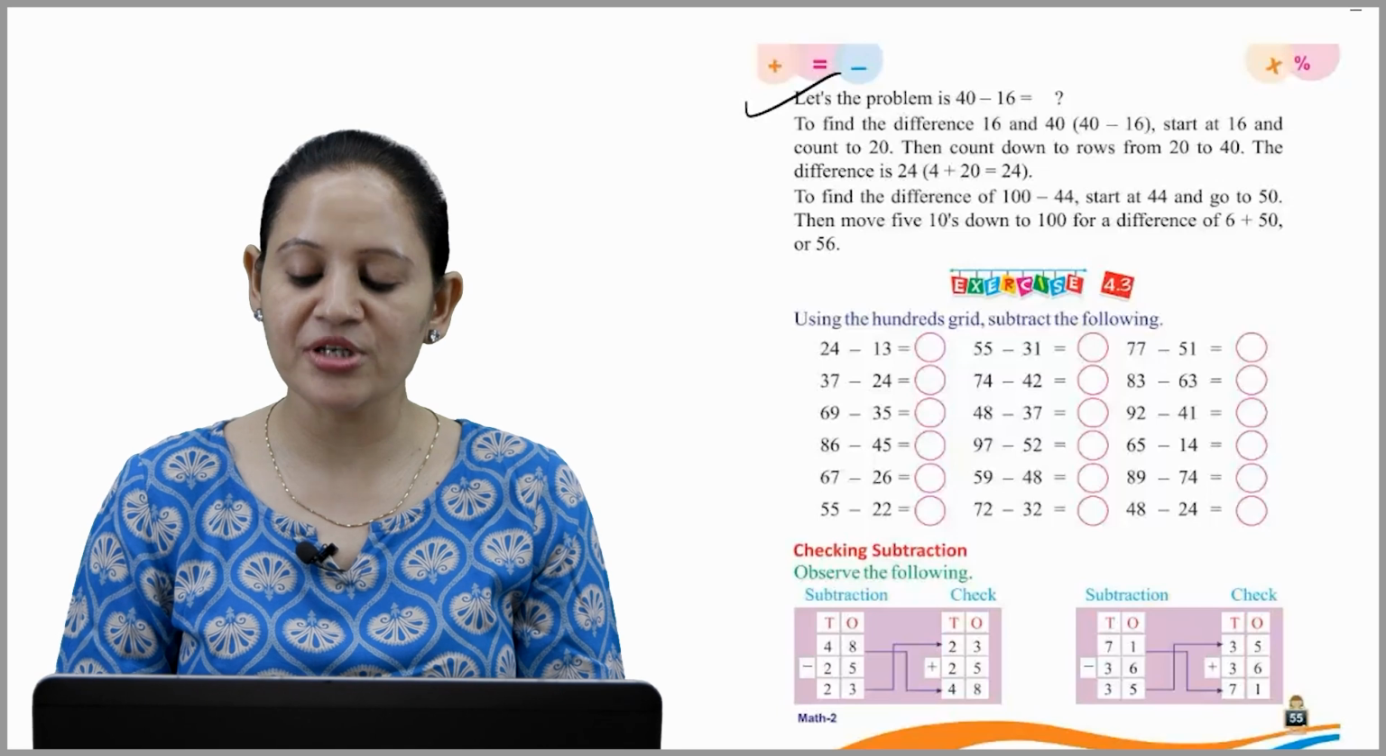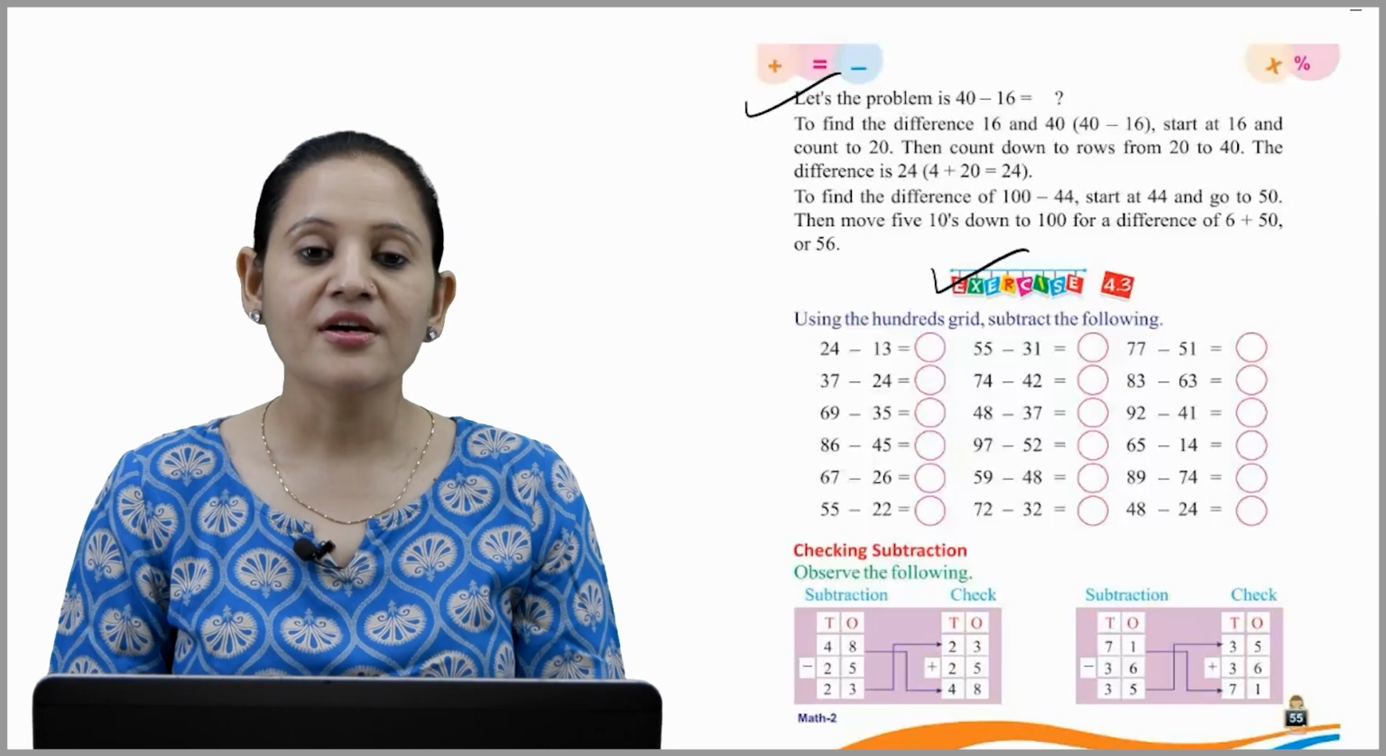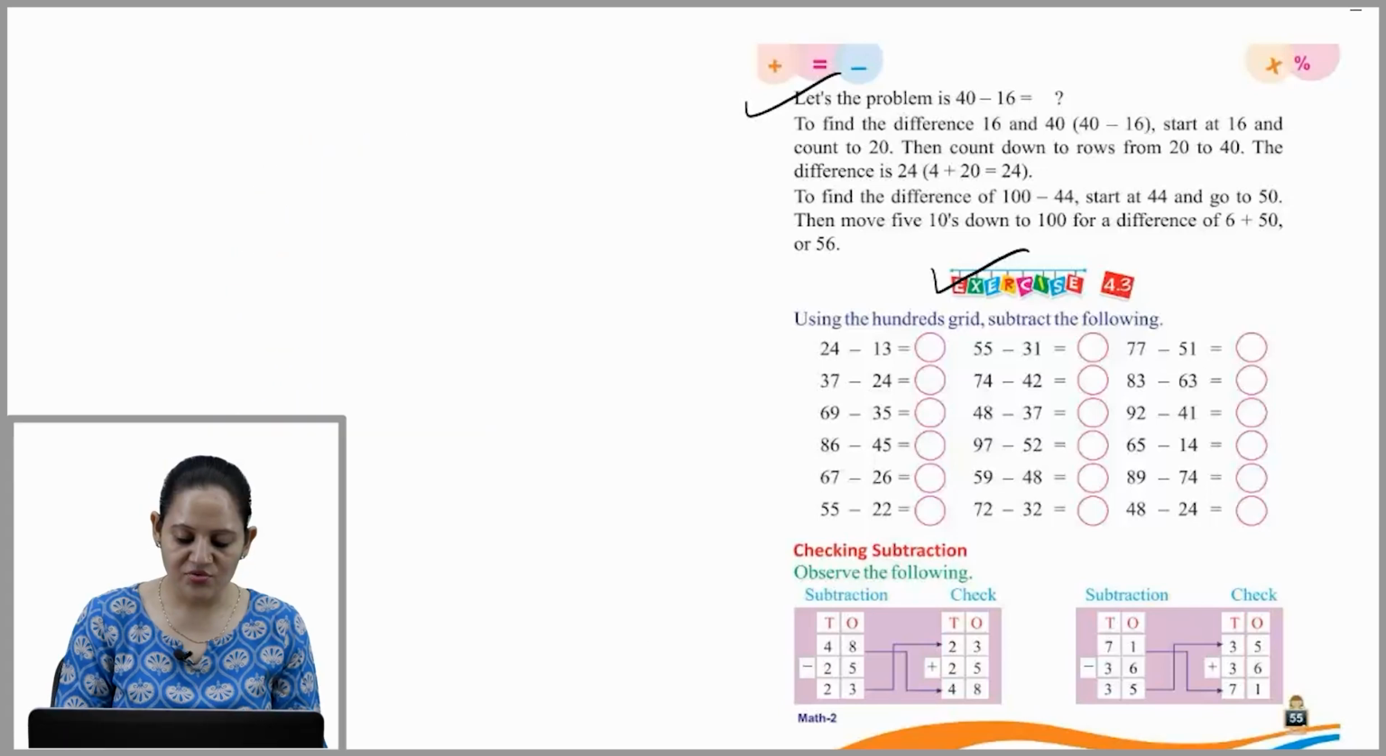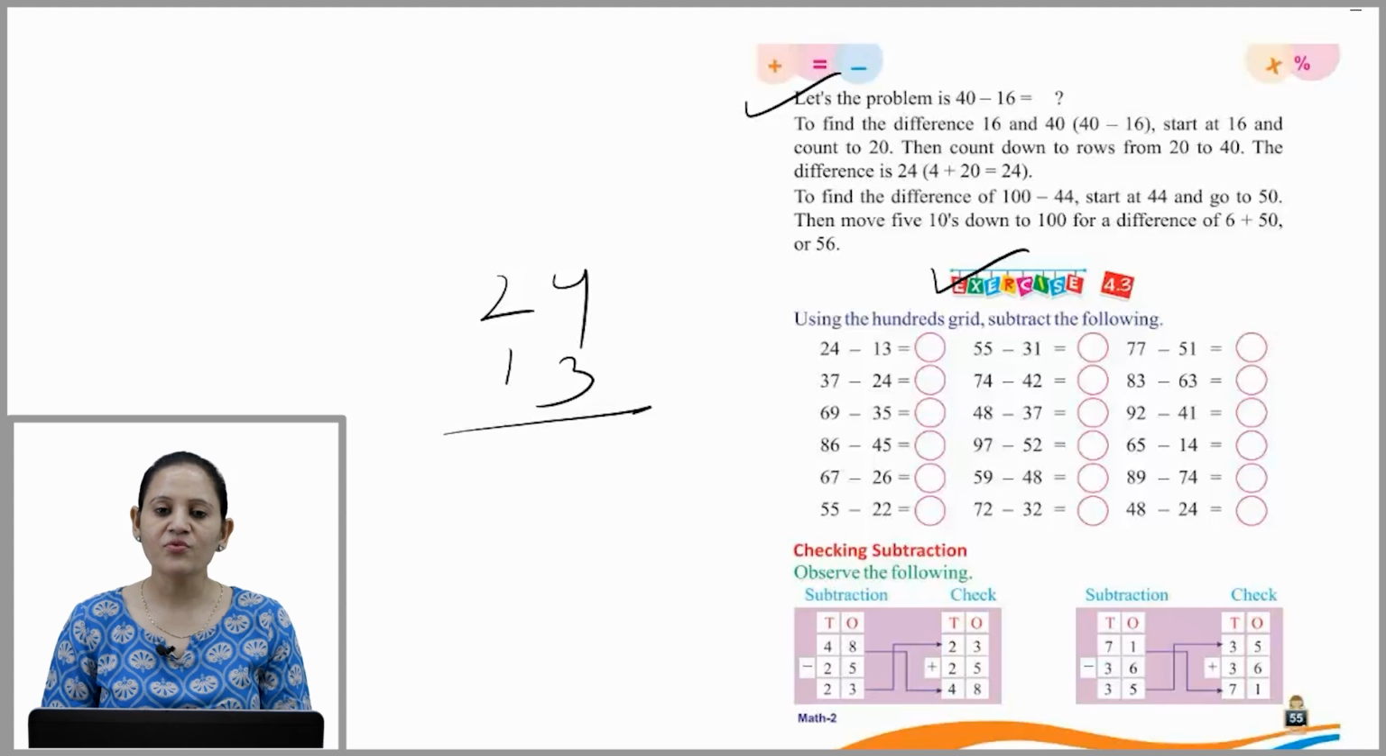Next is exercise 4.3. Using the 100 grid, subtract the following. 24 में से हमें 13 subtract करना है. So we have to use the grid. Grid में हम क्या करेंगे?